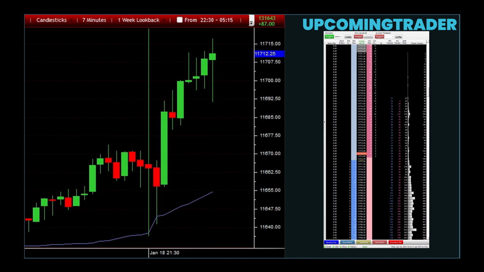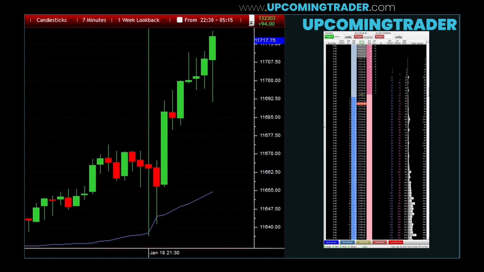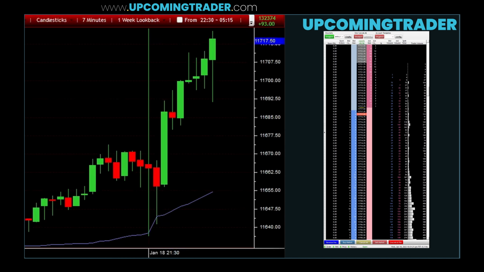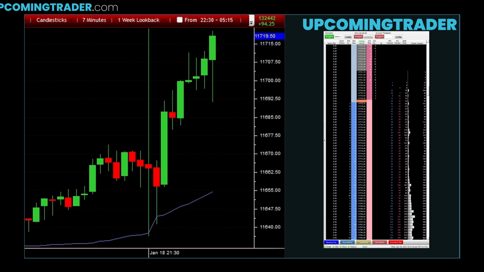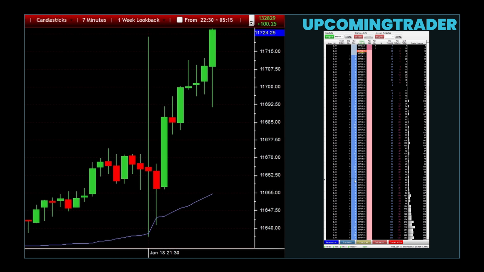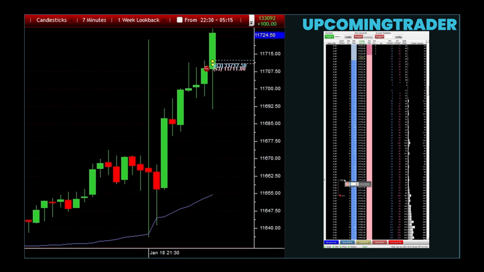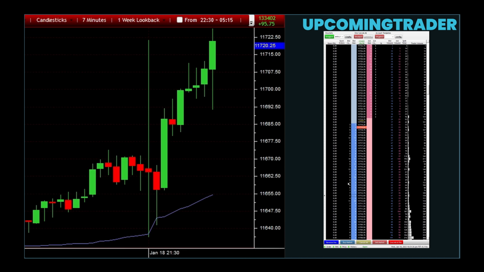Another important area where volume comes into play is breakouts. A breakout happens when the price moves above a resistance level or below a support level. For a breakout to be real, you want to see strong volume. When there is a lot of volume during a breakout, it means that there are many participants behind the move, which makes it more likely that the breakout will continue.